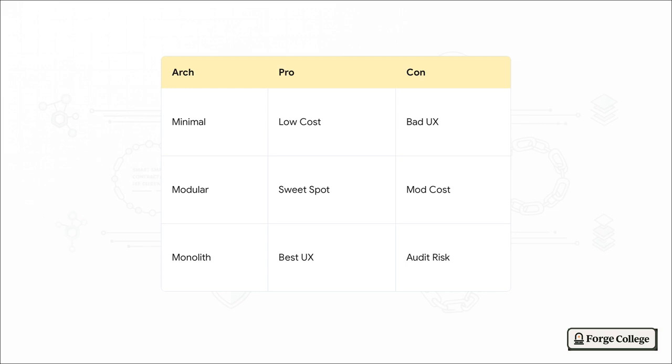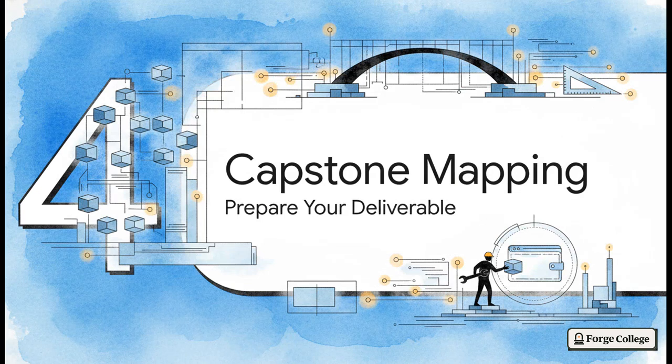Now, why do you need to know this? Because predicting the architecture directly predicts the debugging friction. A monolithic wallet failing is going to throw very different, much more opaque errors than a modular one. Finally, let's look at Section 4, Capstone Mapping Prep.